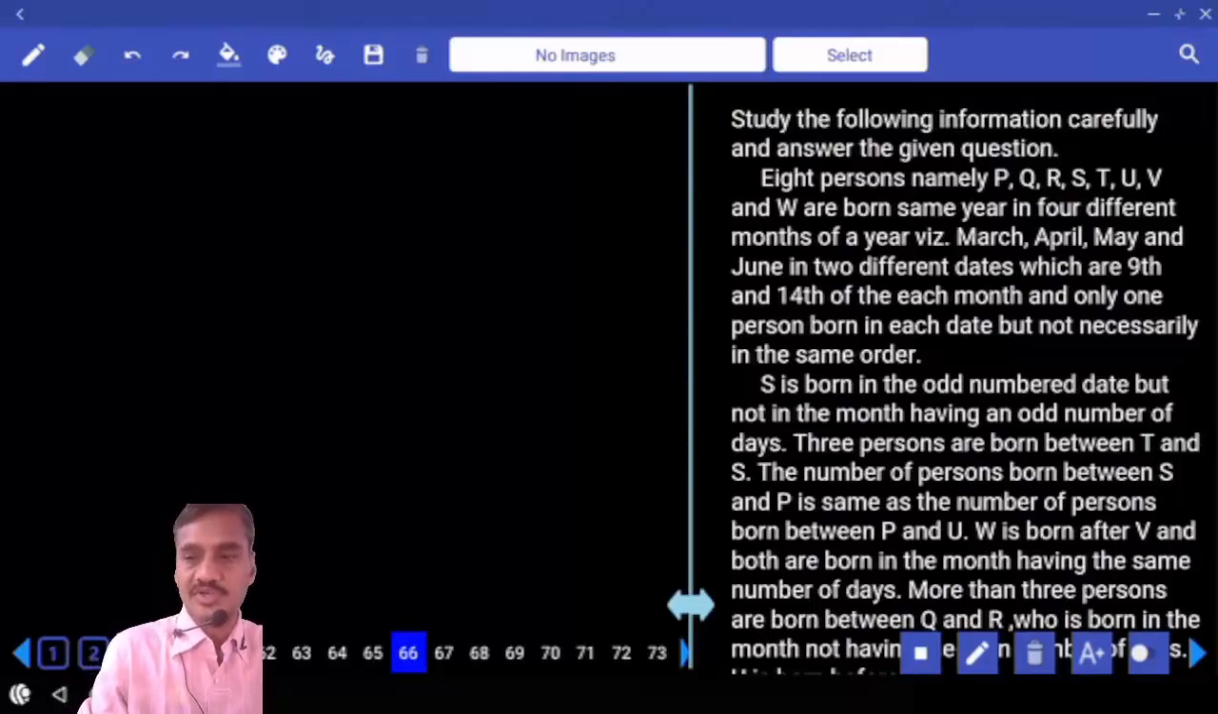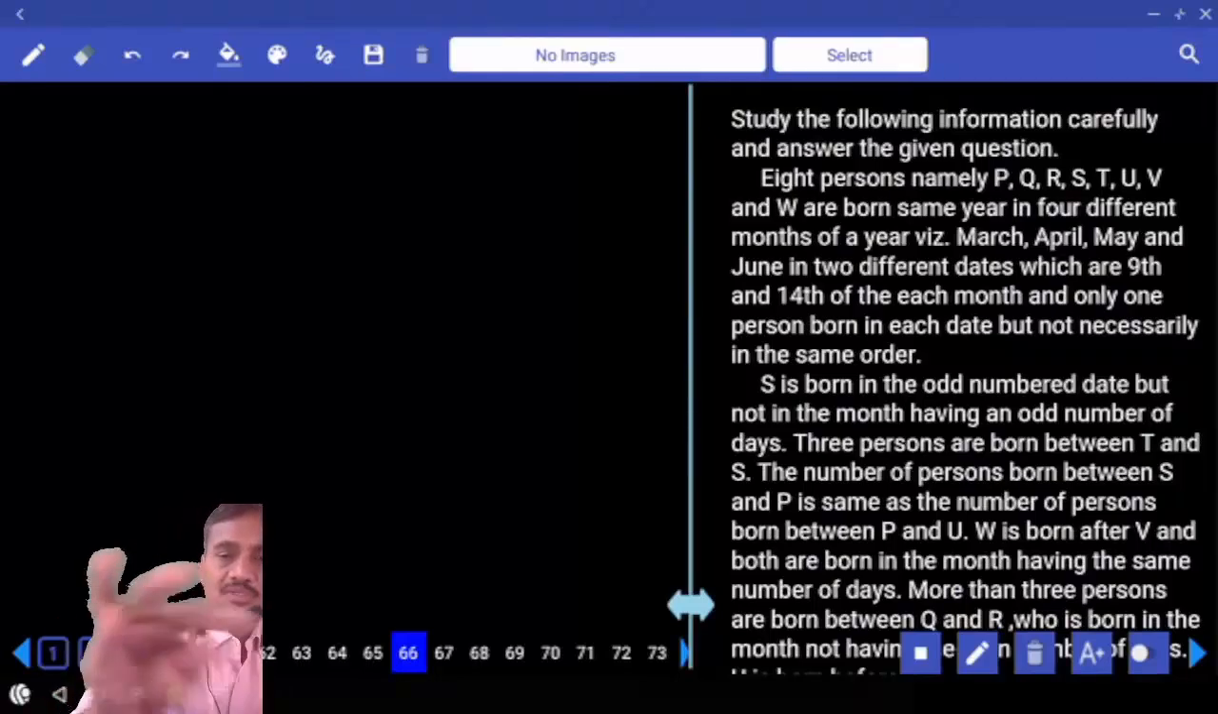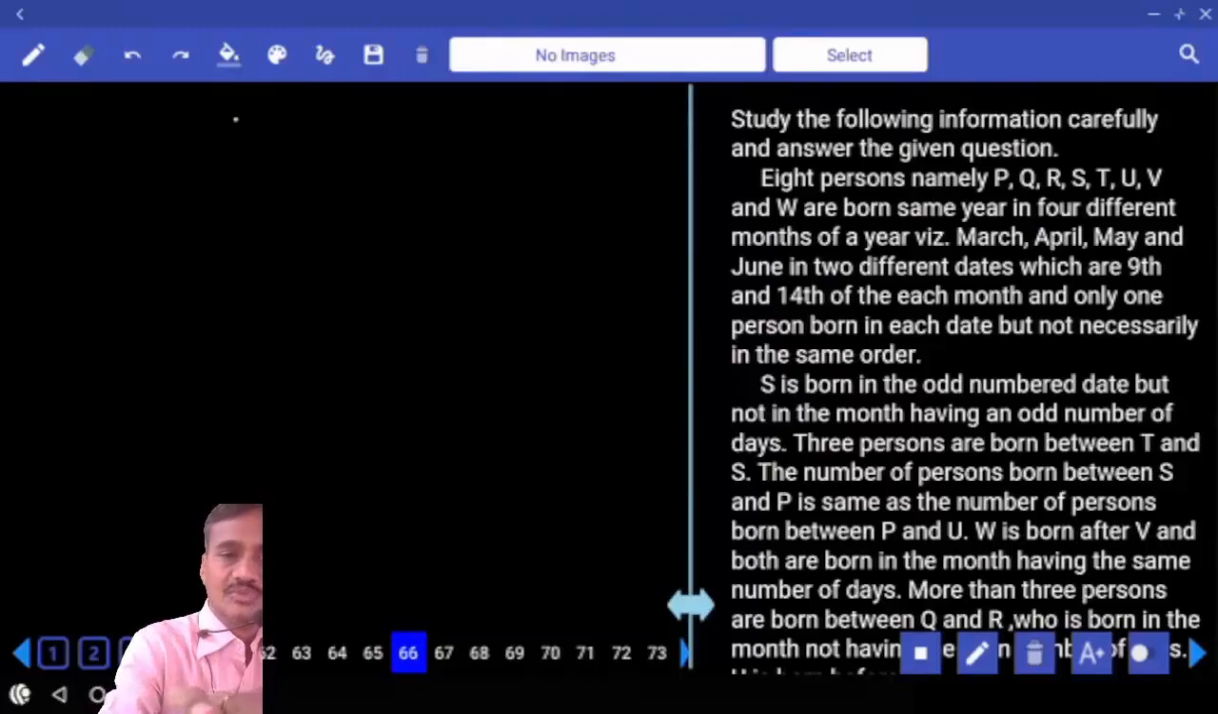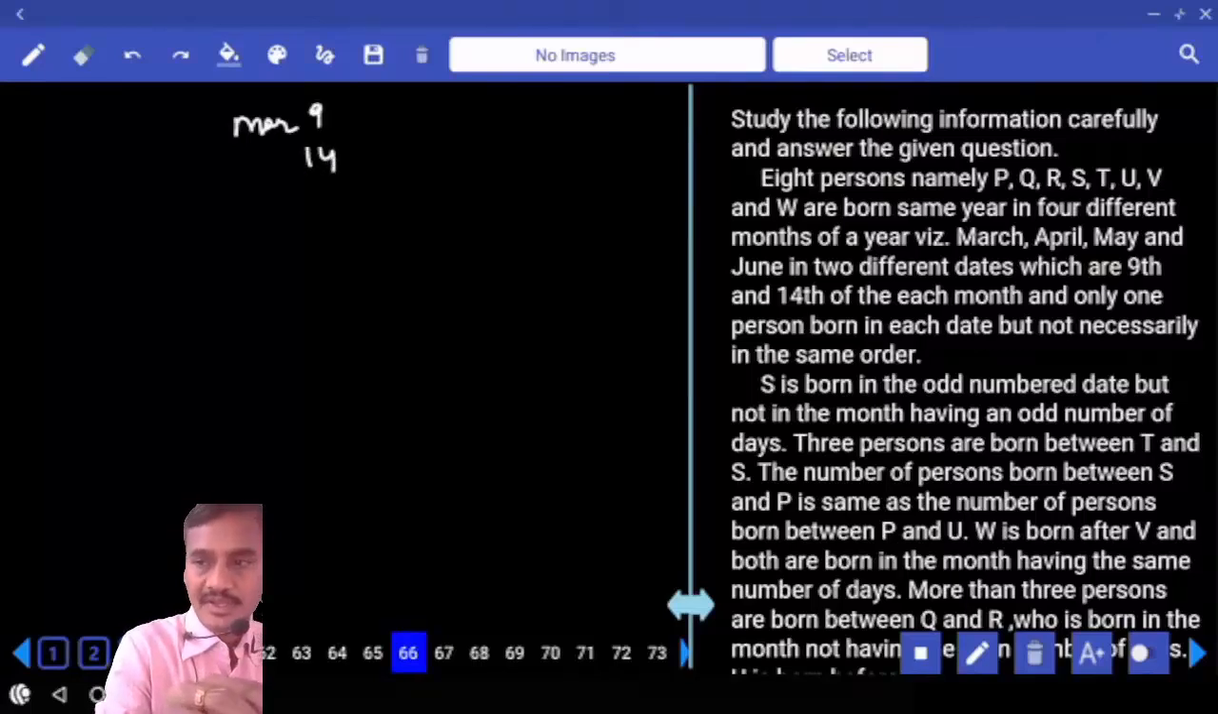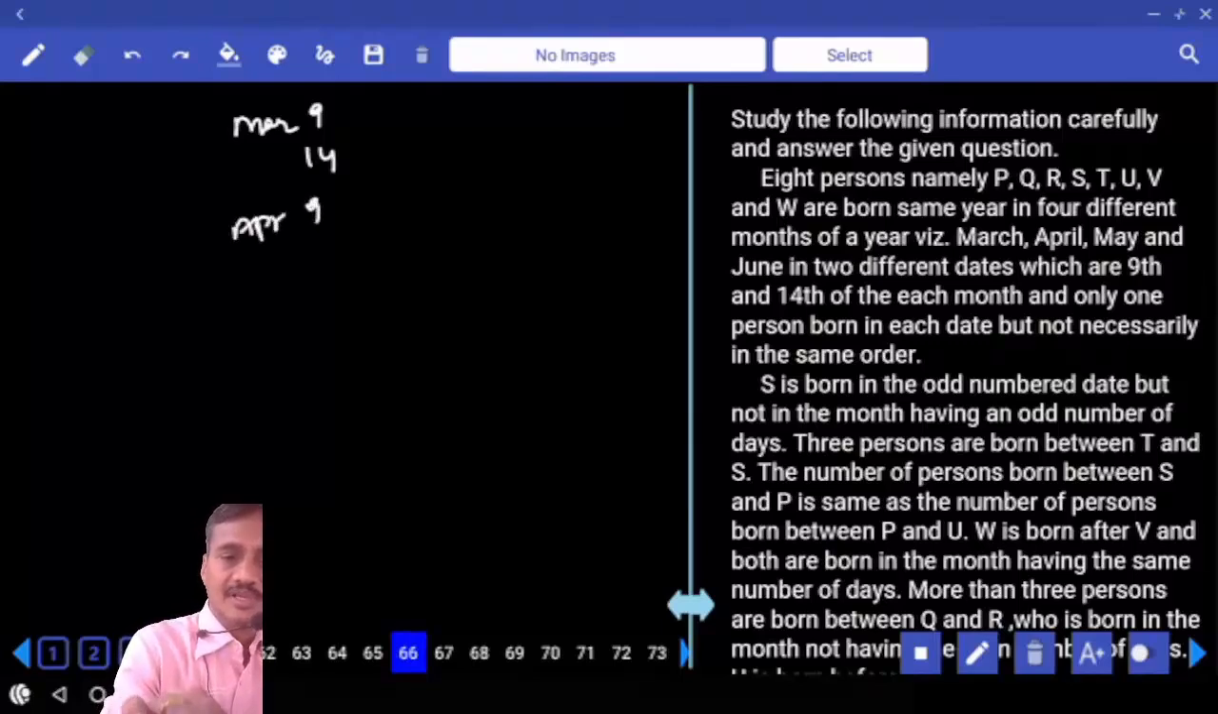And what are the dates we have? March, April, May and June. March, what are the 2 different dates we have in this March? 9th and 14th. March 9th, March 14th. And April, next one, May and June. May 9th and May 14th. And June 9th and June 14th.